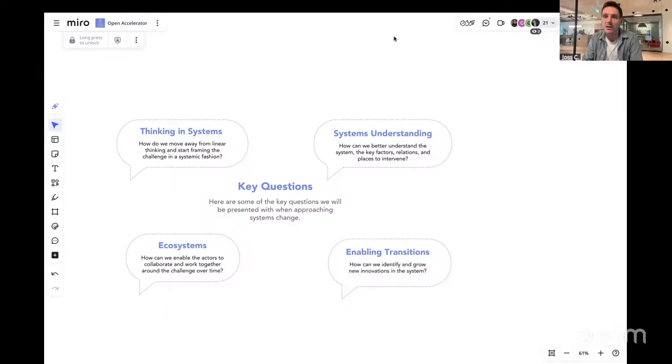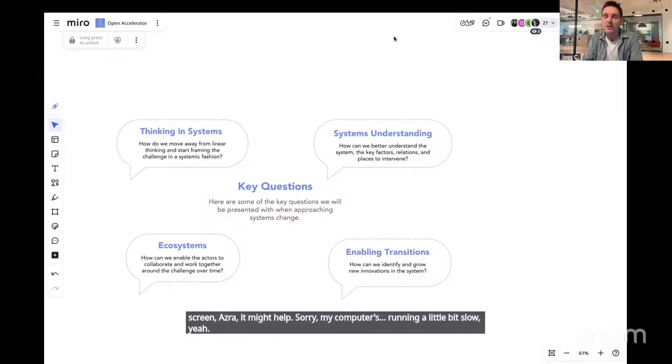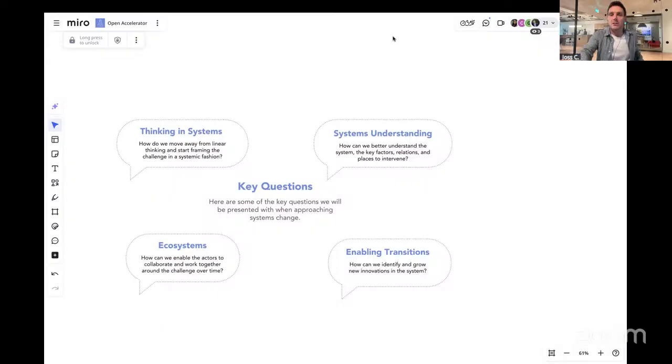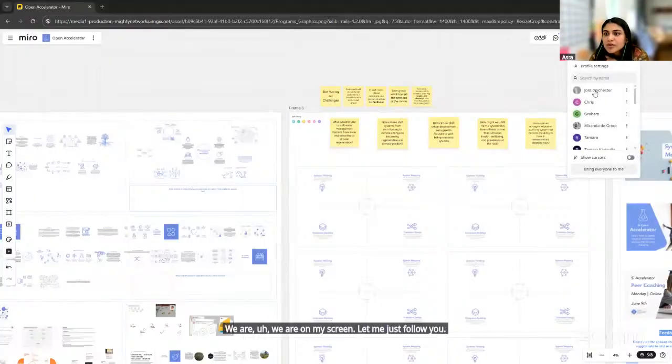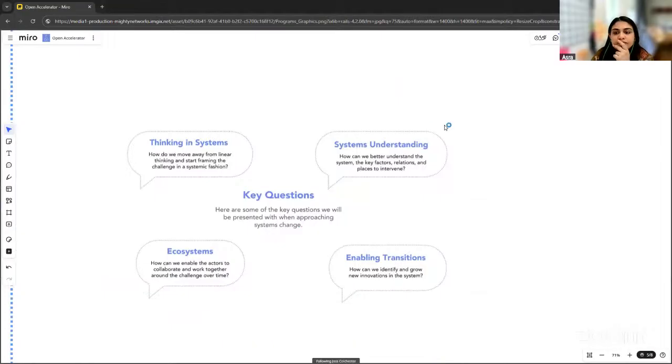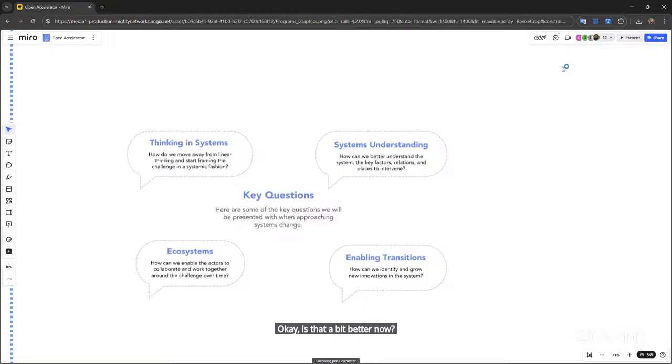Sorry, my computer's running a little bit slow here. We are on my screen. Let me just follow you. Can you all see my screen? Just give me a thumbs up if you can. Okay, thank you. Okay, is that a bit better now? Yeah, we can hear you okay. Sorry, apologies, it was my power.